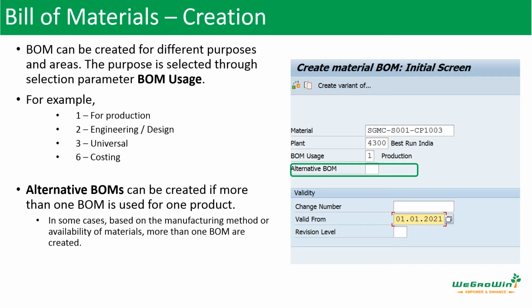Also, to produce one product, we may have more than one bill of material. If you have more than one bill of material, the system allows us to create alternative BOMs. Because for the manufacturing method on one machine, there may be one kind of bill of material. If you produce the same product on another machine, another bill of material may be required. So when you need a different bill of material for the same finished product, we can use this field, alternate BOM.